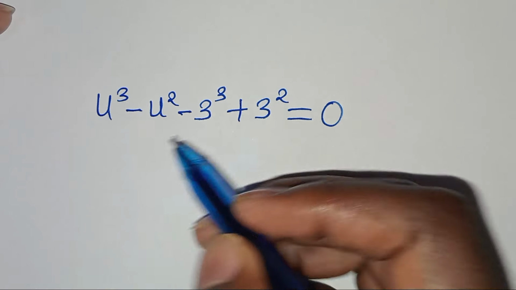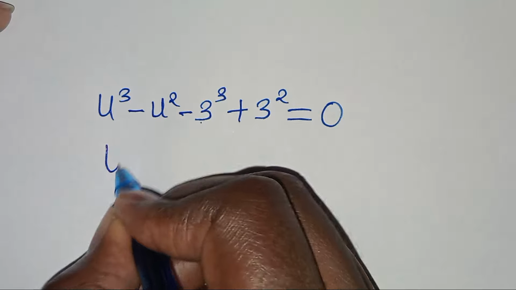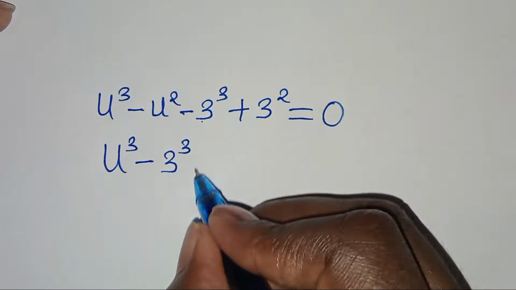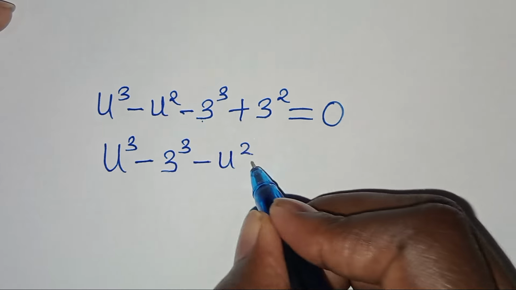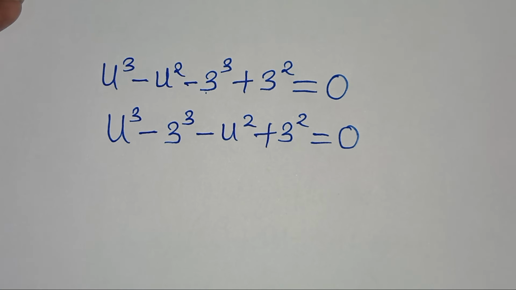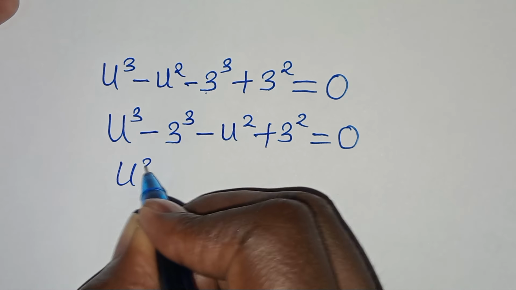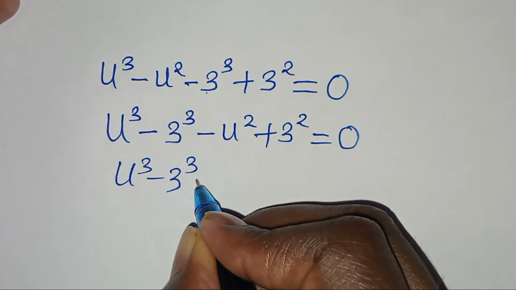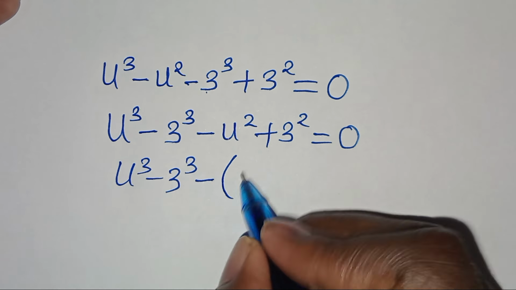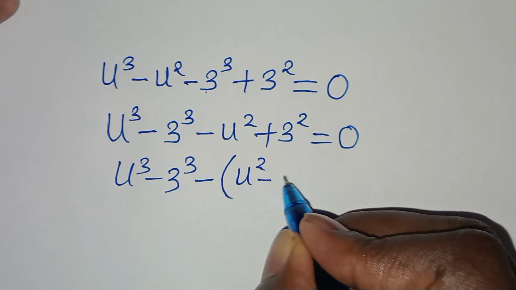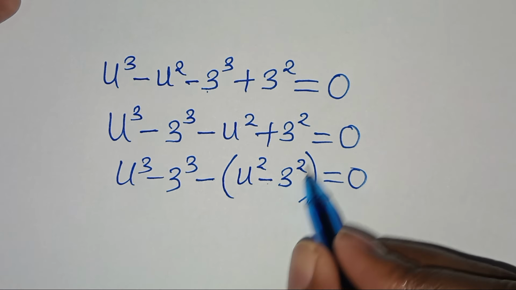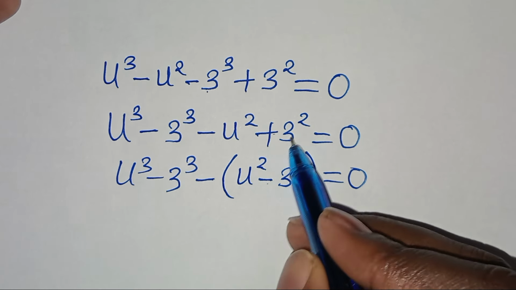Now we have u to the power of 3 and 3 to the power of 3 here, so we can express this as u to the power of 3 minus 3 to the power of 3, subtract u squared, then plus 3 squared. This is equal to 0. This is u to the power of 3 minus 3 to the power of 3 minus, into the parentheses, we can express u squared plus 3 squared as u squared minus 3 to the power of 2. This is equal to 0. Minus 3 to the power of 2 times minus here becomes plus 3 squared.